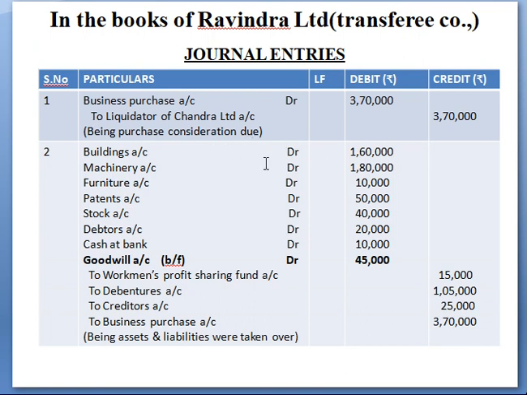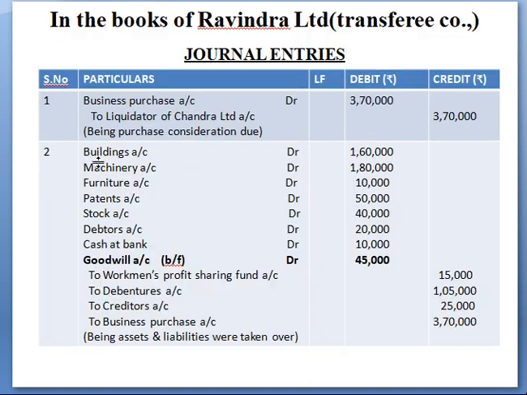See, we have debited all the assets and credited all the outsiders' liabilities and the business purchase account. The purchase consideration is 3,70,000. Now check your debit and credit balance. Your debit and credit will not be equal here. You will be getting a lesser amount in your debit balance. When you get the balancing figure in debit, transfer it to goodwill account, right? So that's what is given. Goodwill account debit 45,000. This is your balancing figure.